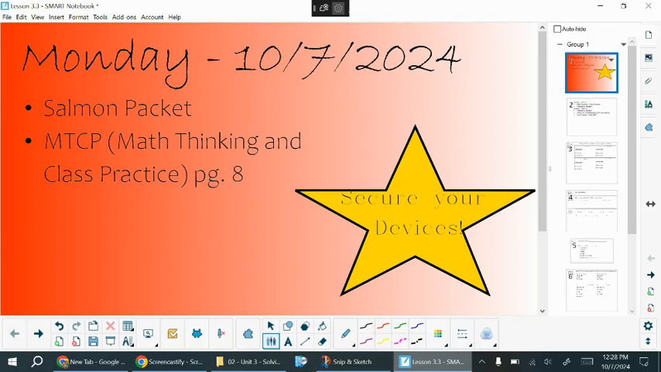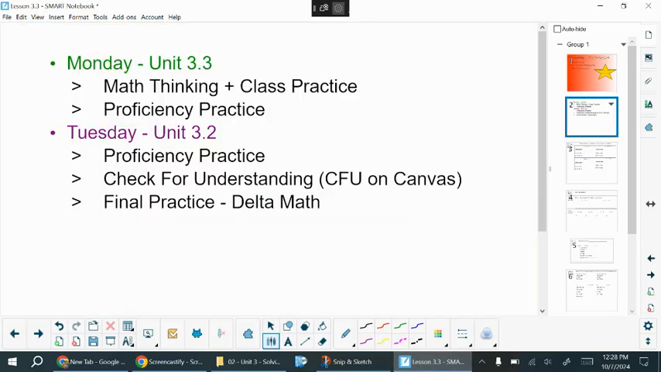So in your packet, we're going to be on page 8. Go ahead and find that. And then just a reminder, today we'll be working on our math thinking and class practice. You should have some time to do that proficiency practice after this. And tomorrow we'll be working on doing the proficiency practice, CFU, and the Delta math.